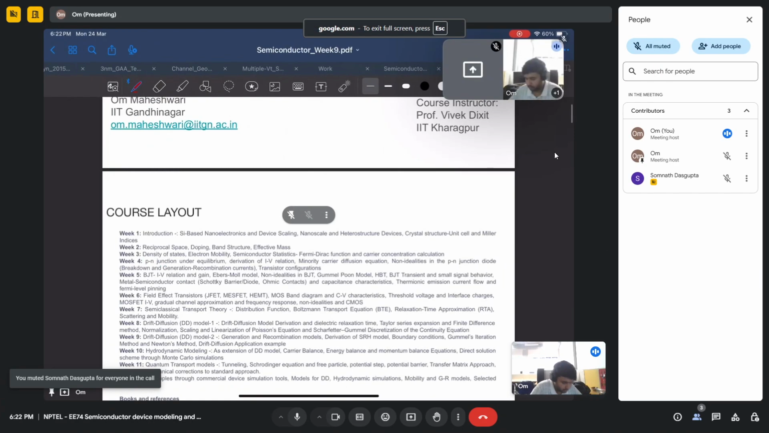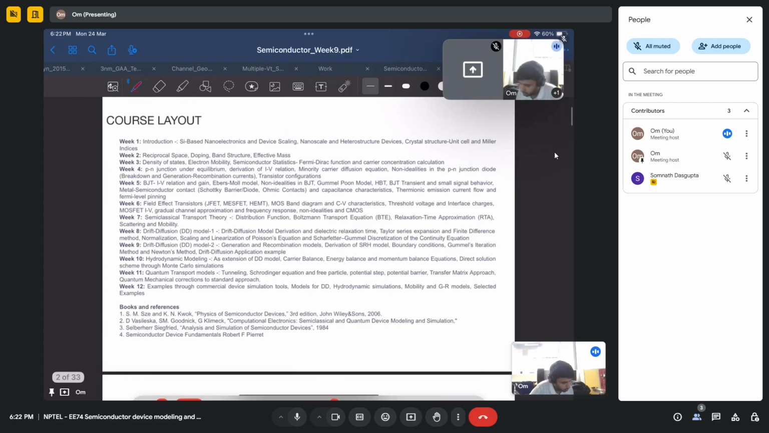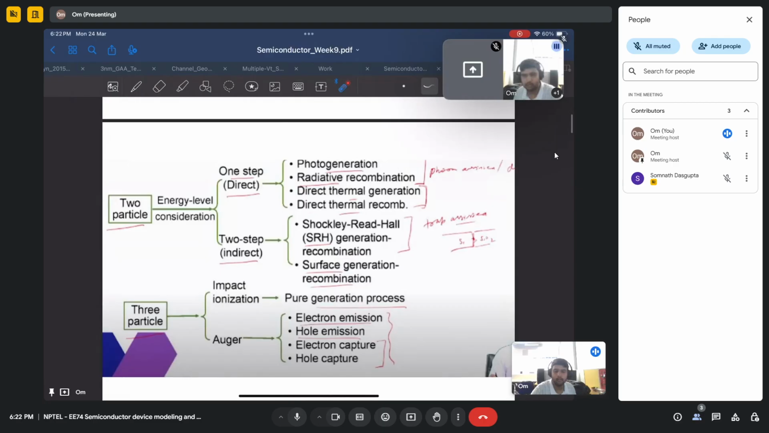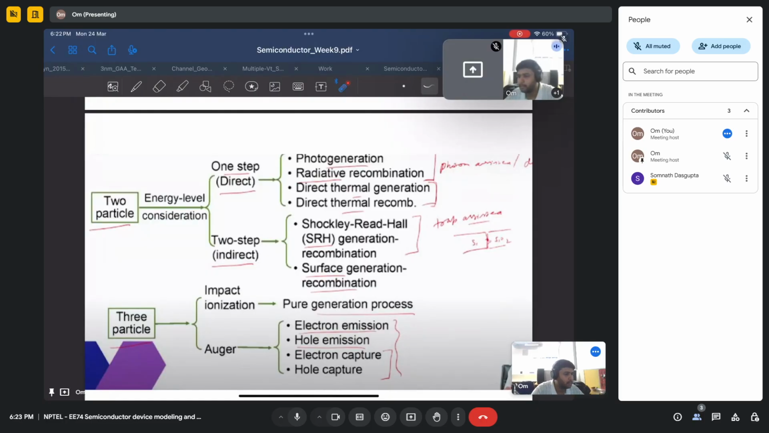In this week we will mainly be focusing on the generation and recombination models. We will see different kinds of generation and recombination models and see what their effect is in the devices. Before starting with the questions, this is just an overview and a snapshot that I've taken from the video lectures. It summarizes very well what different mechanisms we are dealing with.